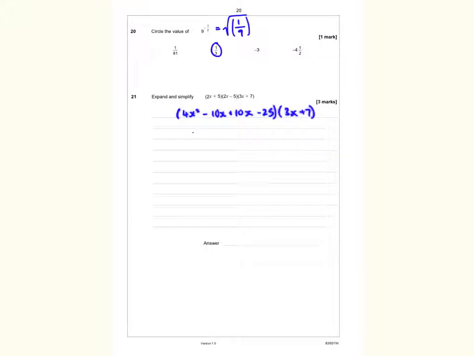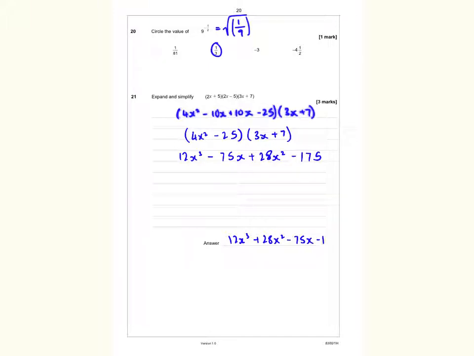So this is going to be now 4x squared take away 25, and that's going to multiply to 3x plus 7. This is then going to be 12x cubed take away 75x, add 28x squared, and then take away 175. Okay, that doesn't simplify, but it's just neater to write it as 12x cubed plus 28x squared take away 75x, and then take away 175.